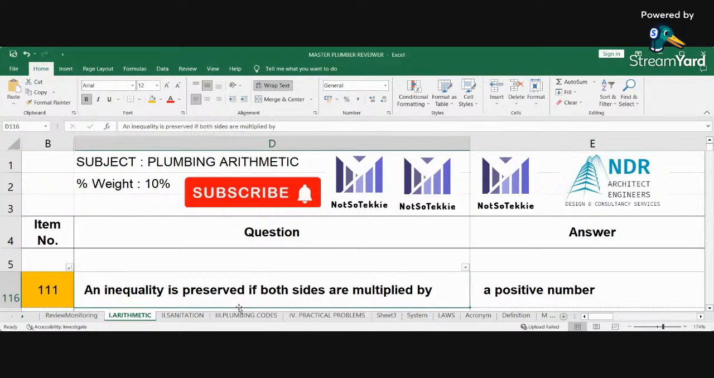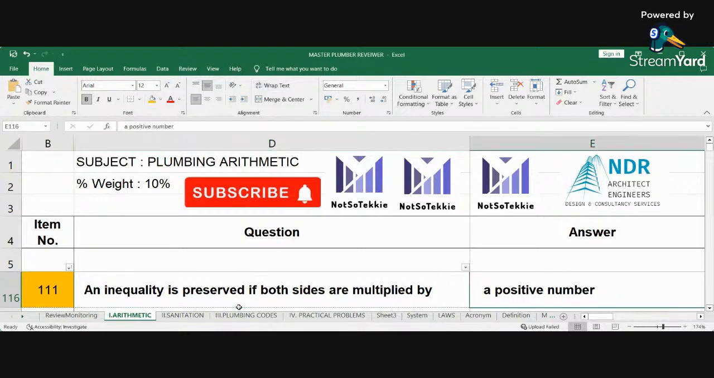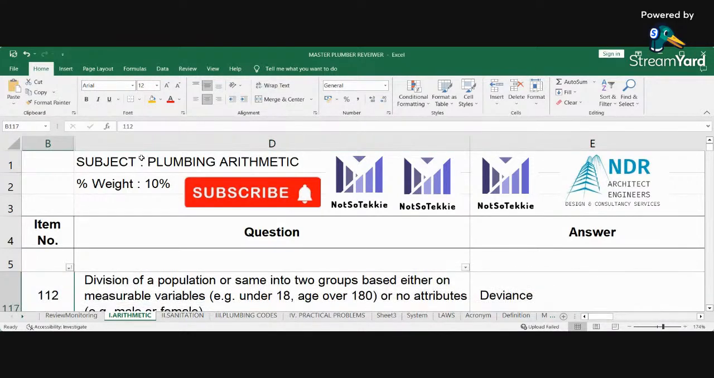Hopefully, tuloy-tuloy. Inequality is preserved if both sides are multiplied by a positive number. The answer is a positive number. 112.